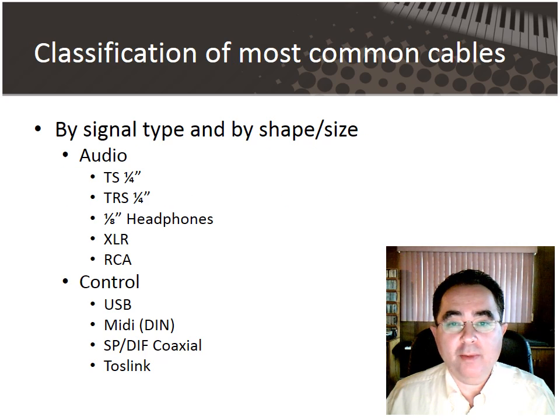One possible way to classify cables is by signal type and then by shape and size. In a studio, we will be using cables for audio signals, with the most common types being the 1/4 inch TS and TRS cables, the 1/8 of an inch headphone cable, XLR cables, and RCA cables. We will also have cables that carry control signals, like USB cables, MIDI cables, and SPDIF cables, either coaxial or fiber optics, like Toslink cables. There are many other types of cables, both for audio and control signals, but for this presentation we will focus primarily on the most commonly used audio cables.